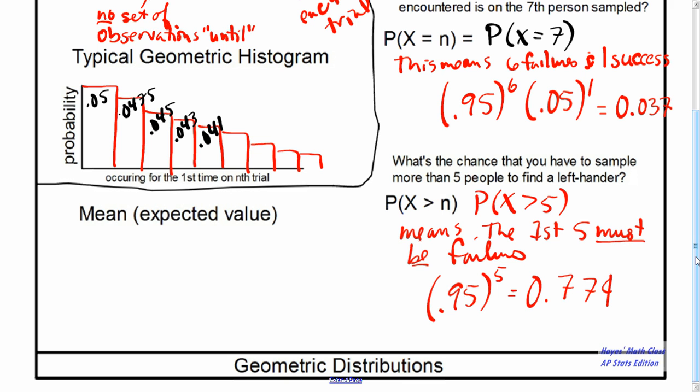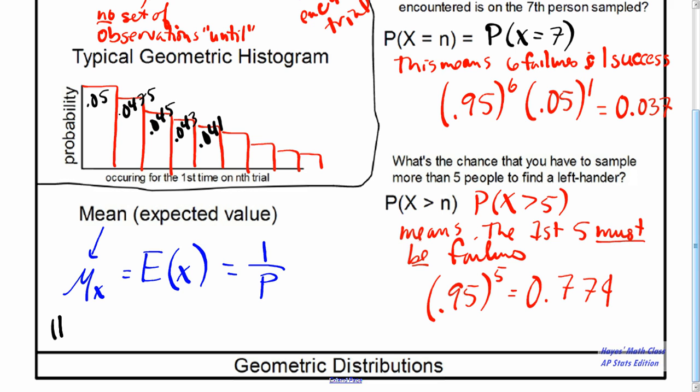Anyway, the mean expected value for a geometric distribution, remember your mean, mu, is the same thing as your expected value. And it's going to be 1 divided by your probability. So like here, your expected value would be 20. And so for us, how many people would you need to sample before you find a left-hander?